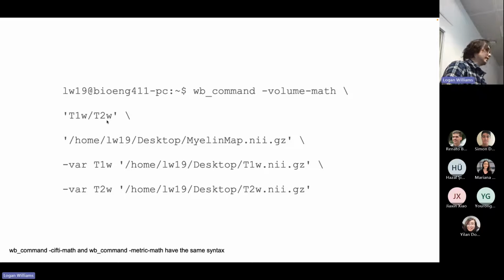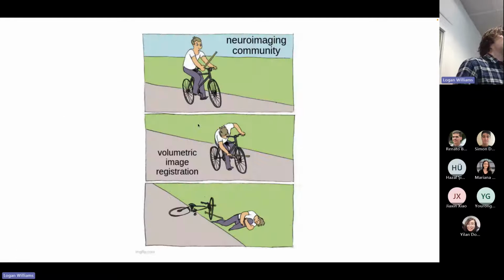If you do wb_command -volume-math, it tells you that you can do and or operations. You can do x greater than a certain value. You can do a lot with it, and get very complicated expressions if you want. But we're not going to be working with volumetric registration. We want to be working on data that's on the surface.